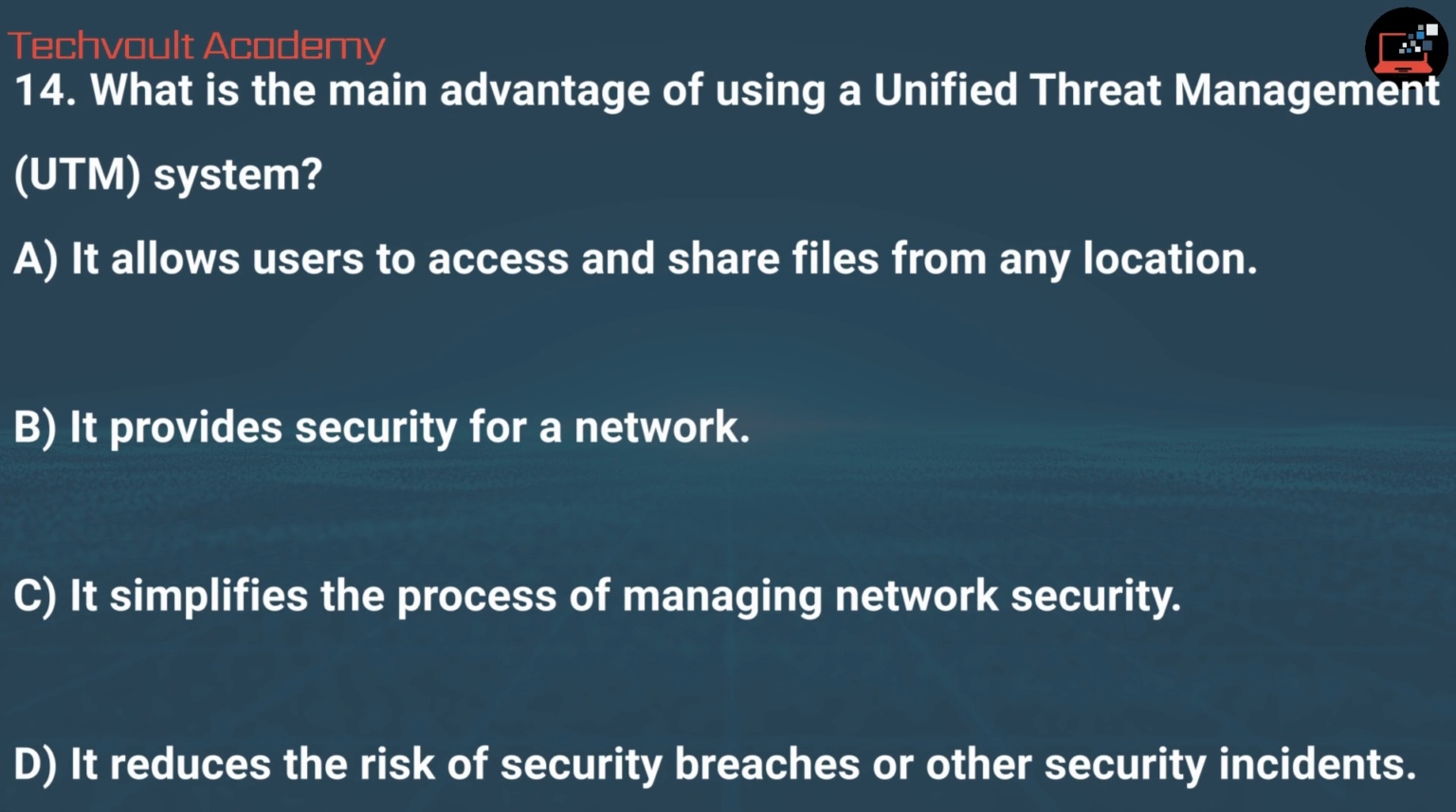14. What is the main advantage of using a Unified Threat Management UTM system? A. It allows users to access and share files from any location. B. It provides security for a network. C. It simplifies the process of managing network security. D. It reduces the risk of security breaches or other security incidents.